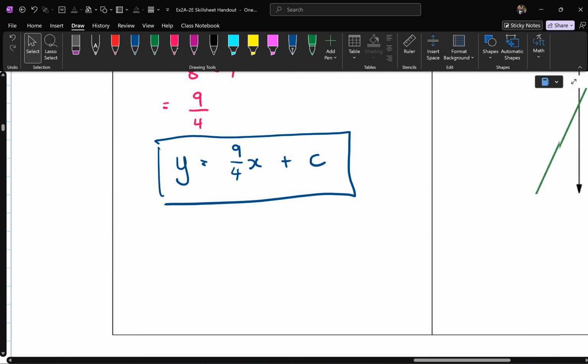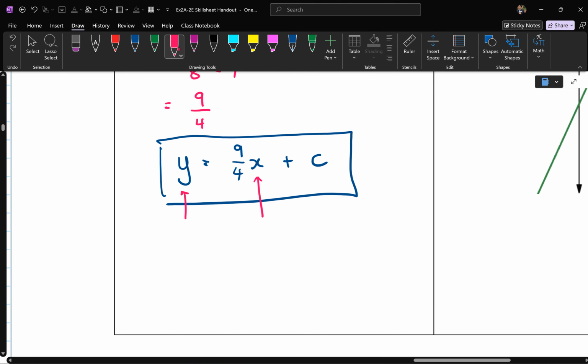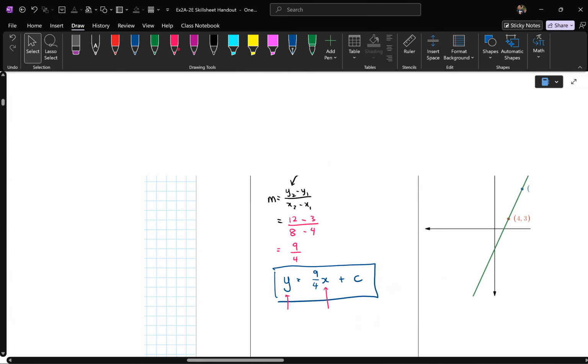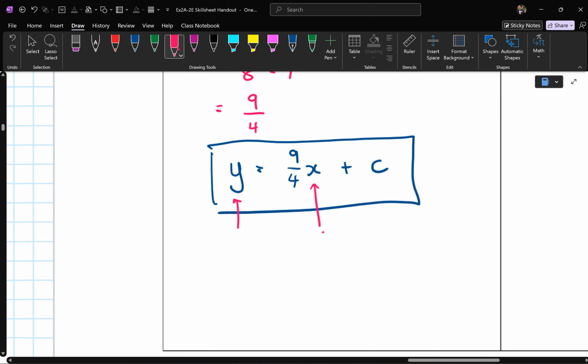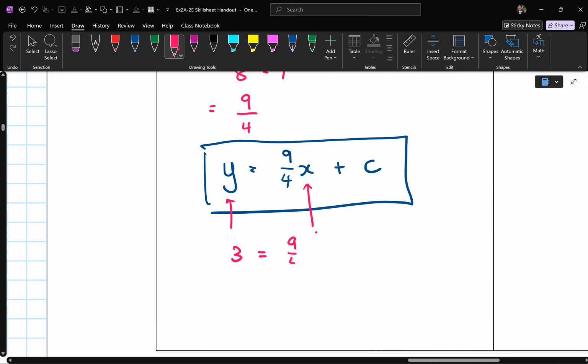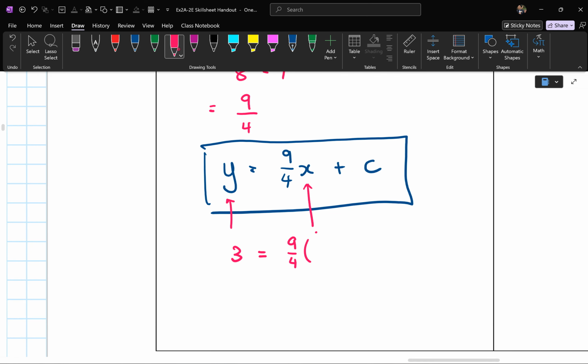Okay, so when you sub, was it 3, 4 or 4, 3? 4, 3, yeah. So sub x equals 4, this is 3. So 9 on 4 multiplied by 4, adding on c. Now this is where some students use a calculator for fractions. Later on you have to be able to do this by hand. What's 9 over 4 times 4? 9, very good.